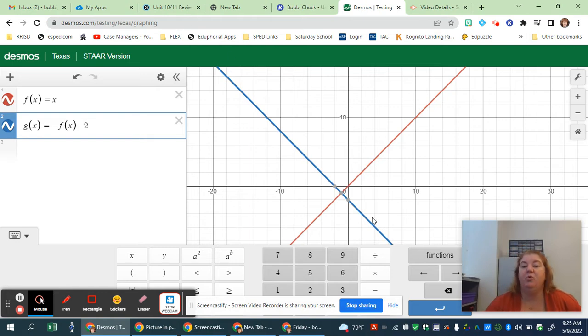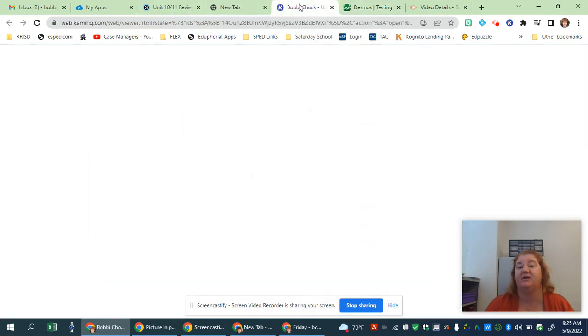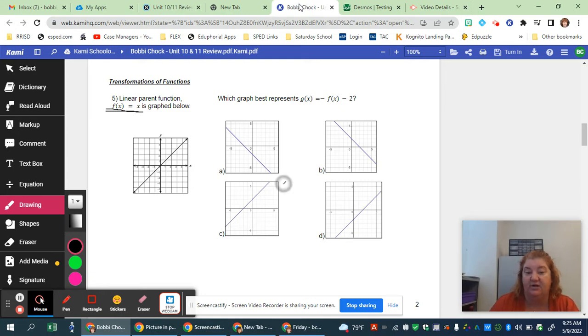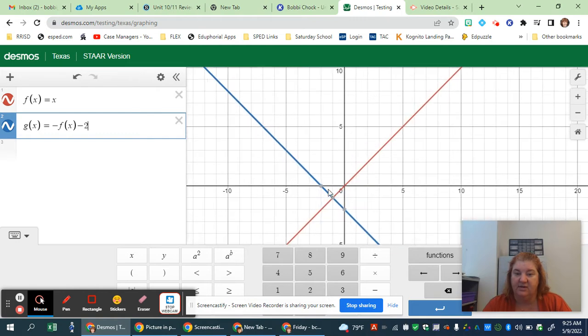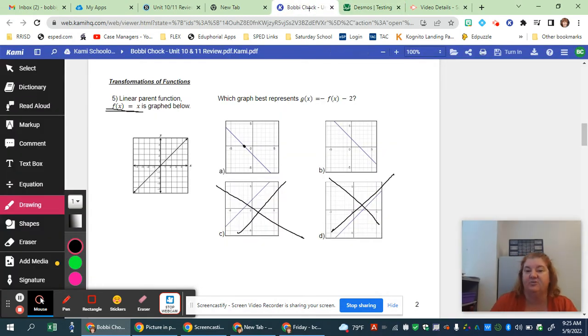Okay, so now we're looking at the blue line to see which one it is. I see that it crosses 0 and negative 2. I see that it goes this direction. So I can immediately cross out this one or this one. Didn't we see negative 2 is where it went through on the x? Let's double check that. Negative 2, right there. Negative 2 is where it goes through on the x. So I have my answer, because that one doesn't even go through negative 2. So my answer is A.